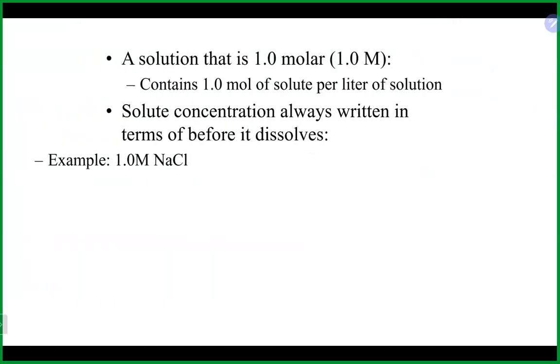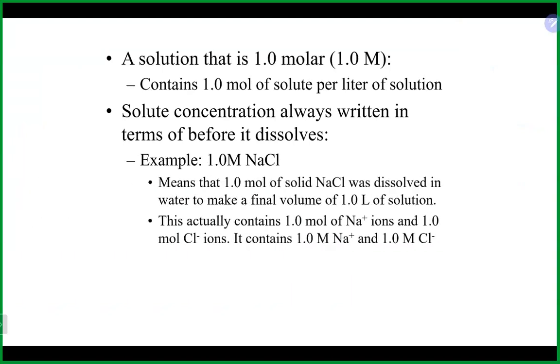So if we have a 1 molar solution of sodium chloride, that means basically we have 1 mole of sodium ions and 1 mole of chloride ions in 1 liter of solution. So in a lot of cases, especially dealing with ionic compounds, we are sometimes interested in a particular ion that's maybe floating around in the solution versus the whole thing.